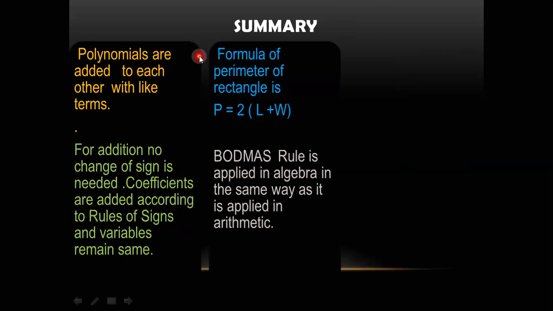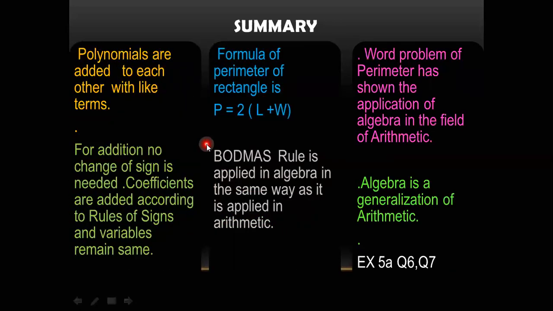Then we learned that the formula of the perimeter is 2 into length plus width. Then we learned that the BODMAS rule is applied in algebra in the same way as it is applied in arithmetic. Then we learned that the word problem of the perimeter has shown the application of algebra in the field of arithmetic. Perimeter and area are concepts we follow in arithmetic, but algebra is helping us in finding the dimensions or the values of these concepts.